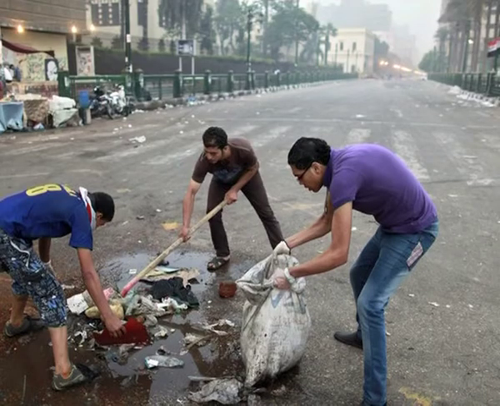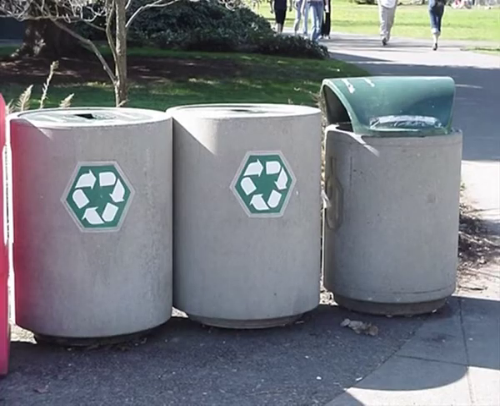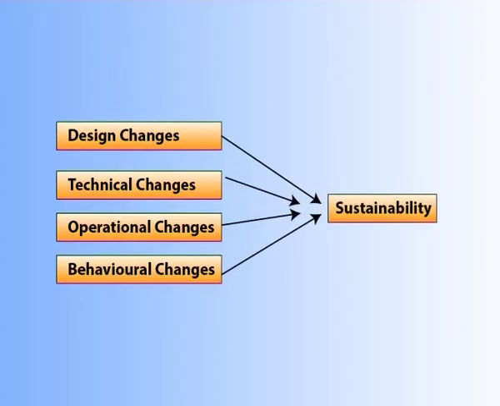In other words, people can prevent pollution by changing how they do things and by changing the materials they use. By making these changes, you can eliminate or minimize the amount of waste you produce, which reduces or eliminates the chance that you will harm the environment. Pollution prevention involves continual improvement through design, technical, operational, and behavioral changes. These changes help move towards sustainability.